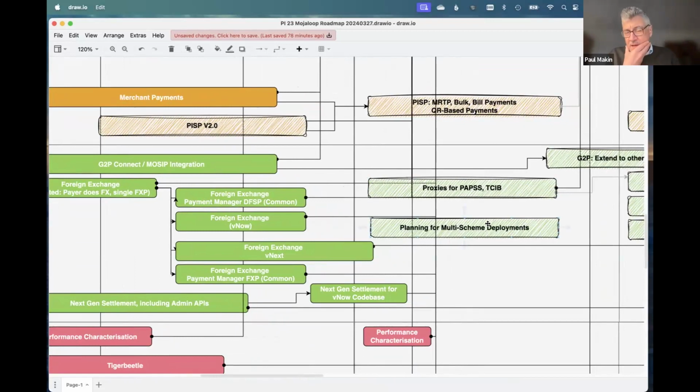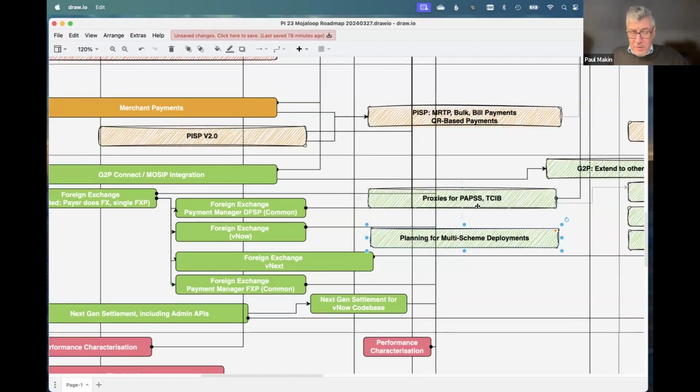As we never tire of saying, FX is not the same as cross-border. It's not the same as connecting to other Mojaloops in multi-schemes. So we think we are going to have to do a significant amount of work in the next PI on planning for multi-scheme deployments. And Michael has already hosted a number of presentations and workshops on precisely that subject. And we expect that to be an active work stream in the next PI.